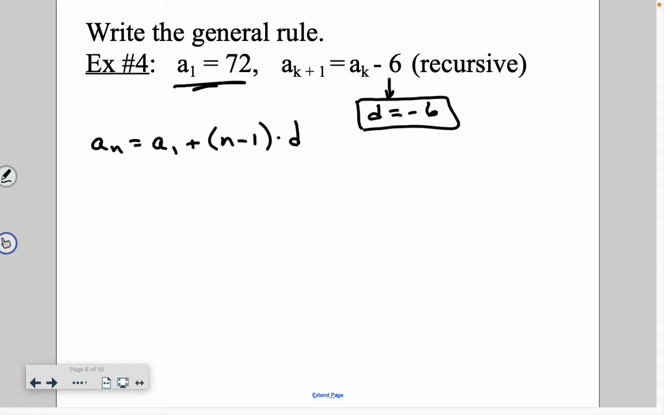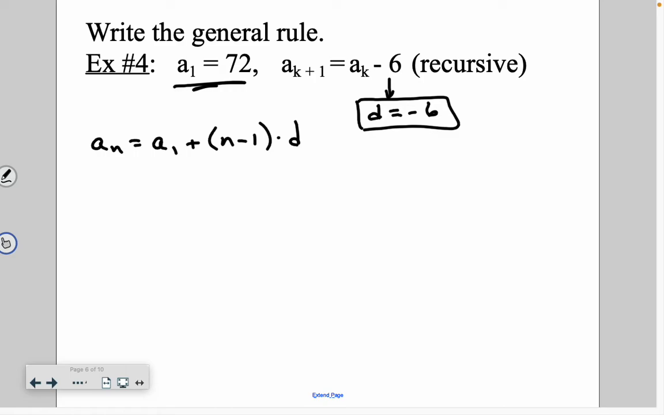Said I need two things. I need a starting point, which I have, and I need a pattern. I need a common difference, which I have. I'm going to leave n alone because I want to come up with a formula that works for any value of n. That's why I'm not going to plug in a number for n. Right now I'm not looking for the 50th term or the 100th term. I'm looking for a formula that I could use to find any term.